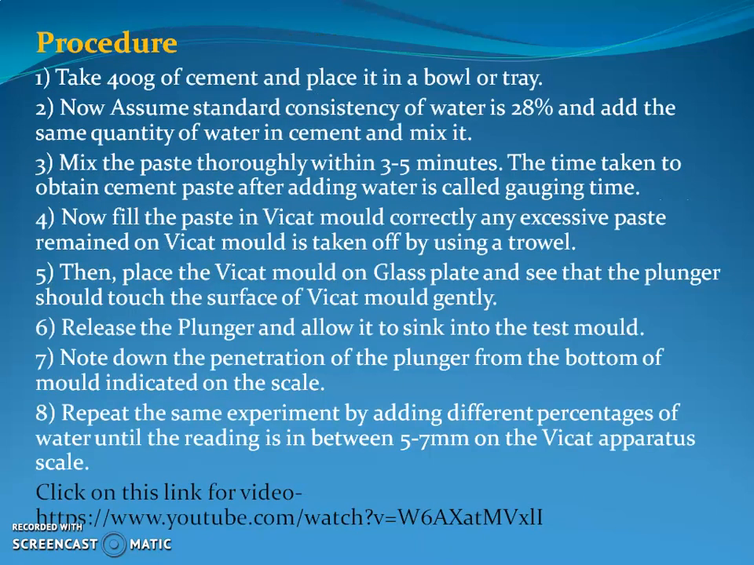Now the procedure, how to conduct the standard consistency test. First of all, take 400 gram of cement in a bowl, then assume standard consistency of water is near about 28% and add that quantity of water to the cement and mix it. Then prepare the cement paste within 3 to 5 minutes. The time taken to obtain the cement paste after adding water is called the gauging time.